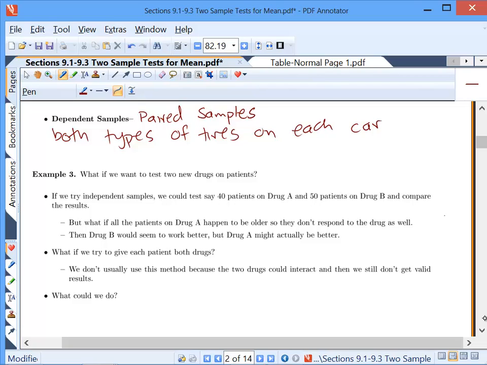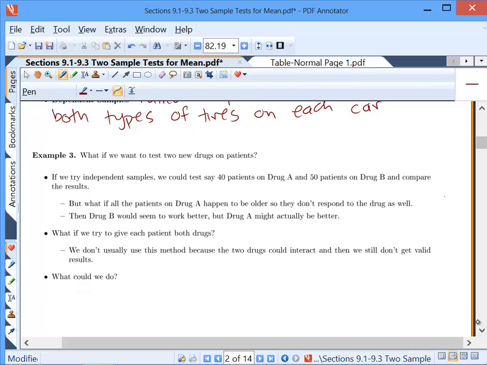Medically speaking, what would happen if you gave each person both types of drugs? Well, you wouldn't know which one's doing what, and we could cause interactions between the drugs, which could give you really bad side effects. Okay. So what are some things that you could think of to try here?